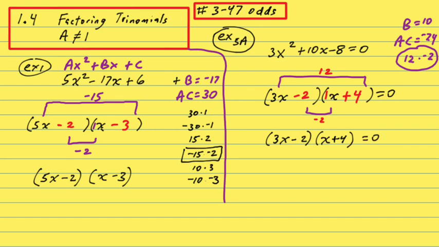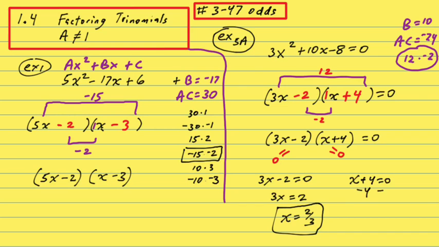Remember the zero product theorem? You have to make each of these factors equal to 0. So you take 3x minus 2, make it equal 0. Add 2, divide by 3. So this answer is 2/3. If you did x plus 4 equals 0, you'd get x equaling negative 4. Again, many trinomials, when they're quadratics, are going to have at most 2 solutions or zeros.